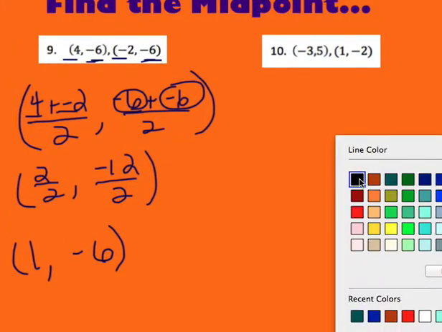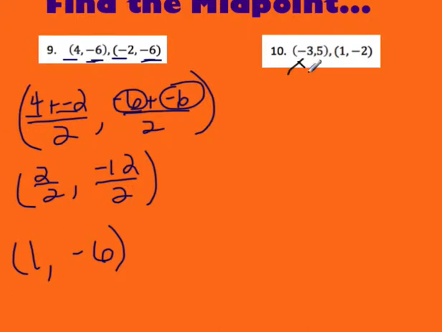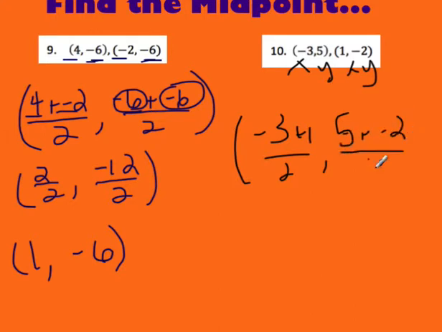All right, let's take a look at number 10. So we have x and y. I'm going to do negative 3 plus 1 divided by 2. Oops, I did divide it by 3. So negative 3 plus 1 divided by 2. And then in our parentheses, we also want to have negative 5 plus a negative 2 divided by 2. And it doesn't matter what order you write them in because adding can happen both ways.